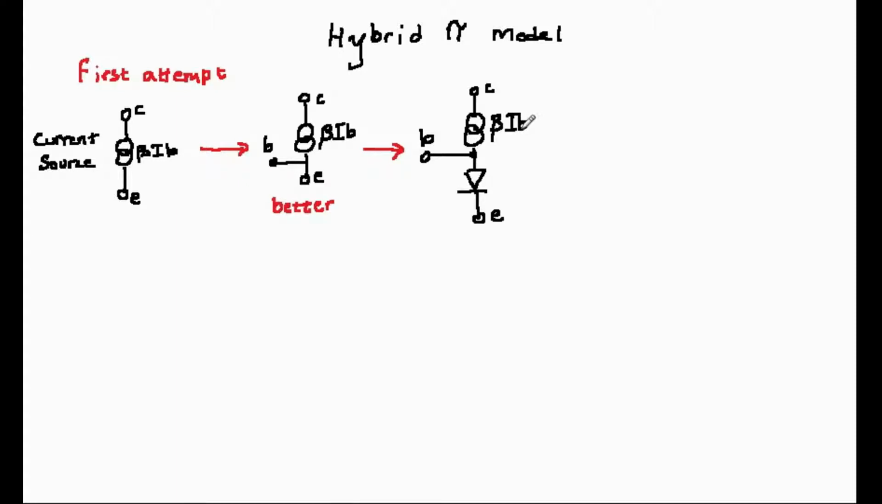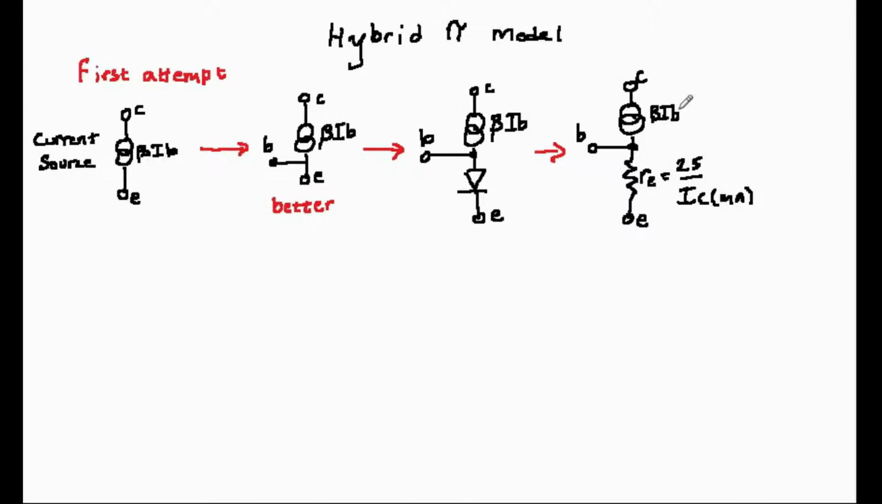Of course, what does exist is a diode drop between the base and the emitter. Now, if you look back at our earlier videos, you'll see that the diode itself can be modeled a bit like a resistor, which has a value of 25 divided by I, where I is a current in milliamps. And so there we have a basic model. This should make sense to you given what we know about basic transistor behavior.